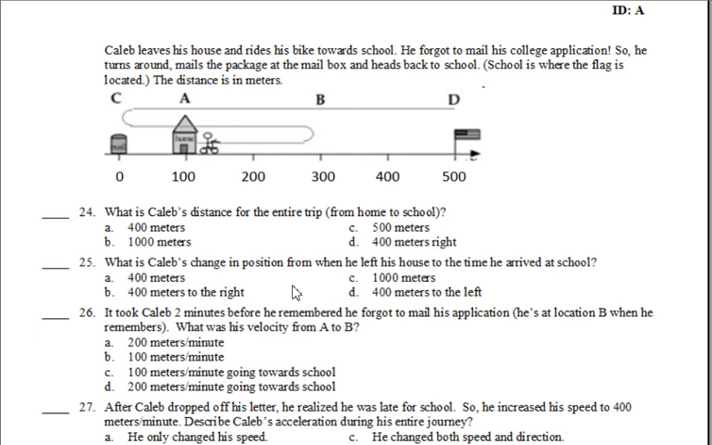Number 25, using that same picture, what is Caleb's change in position from when he left his house to the time he arrived at school? Is it A, 400 meters, B, 400 meters to the right, C, 1,000 meters, or D, 400 meters to the left?